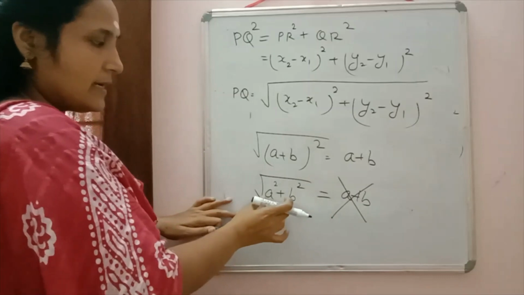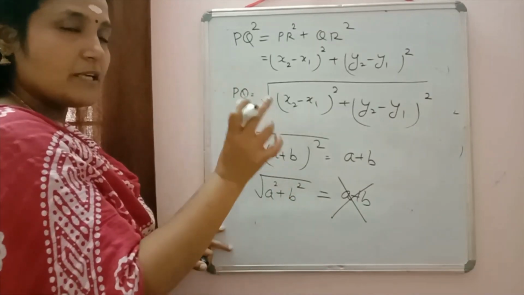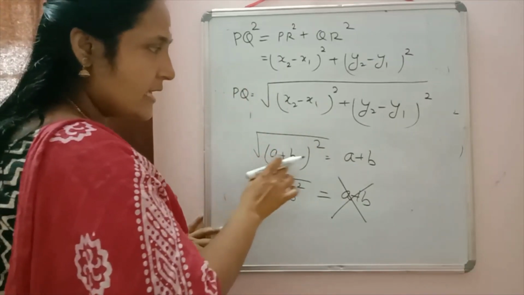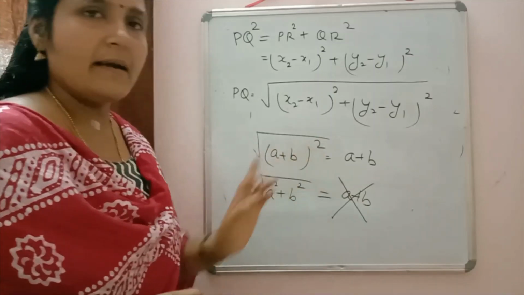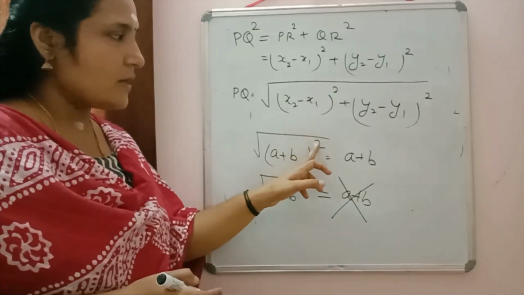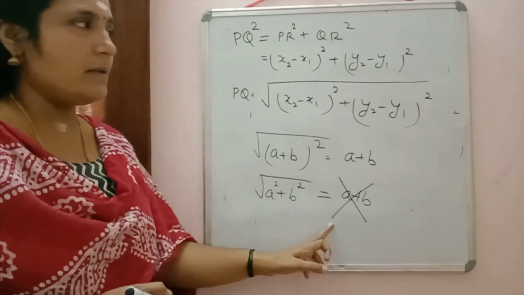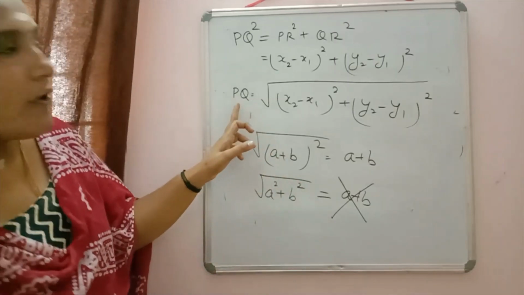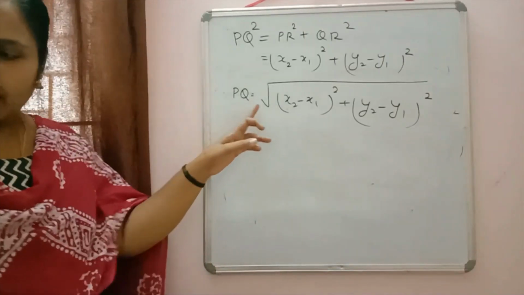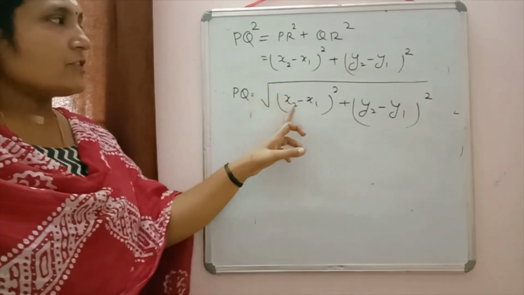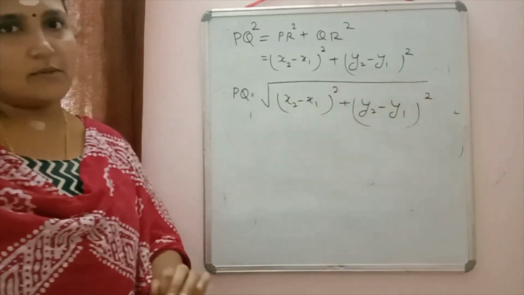Inside the square root, at present we know a square plus b square is not a perfect square. The expression should be a perfect square, that is a plus b the whole square. So if inside the square root we are getting a perfect square, then that square and square root will get cancelled. Otherwise, don't write in this way. That will be wrong. So this is the formula. Distance between any two points P and Q is denoted by square root of x2 minus x1 the whole square plus y2 minus y1 the whole square.